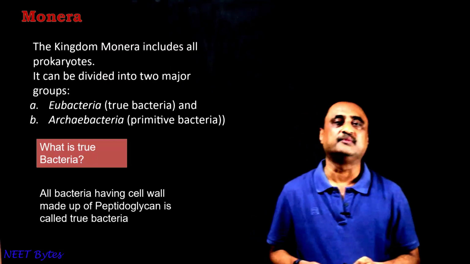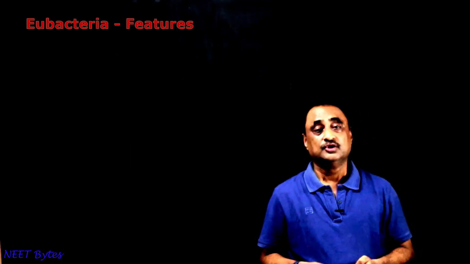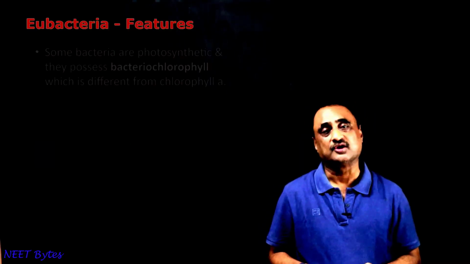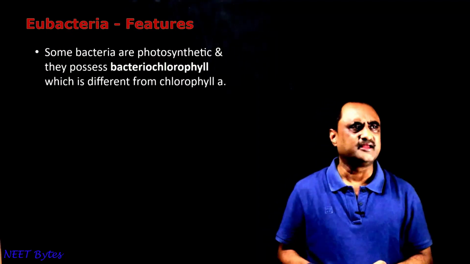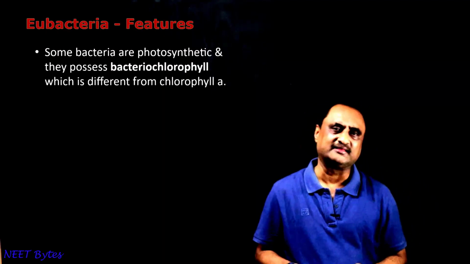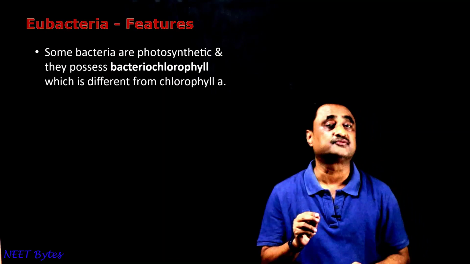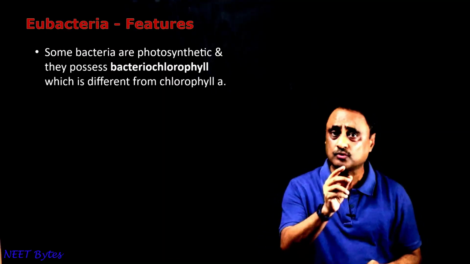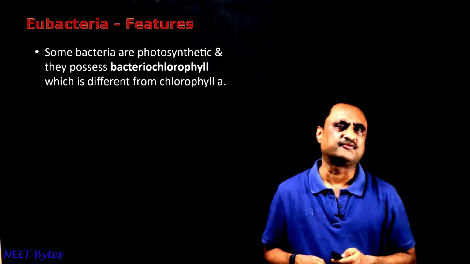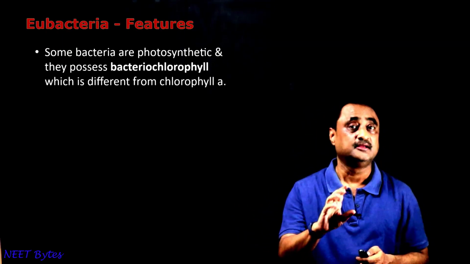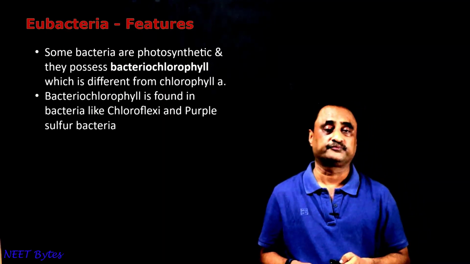In today's session, we will be talking about eubacteria, or typical bacteria. First of all, let's talk about some of the very common features. Some bacteria are photosynthetic, and they possess bacteriochlorophyll. Mind it, this bacteriochlorophyll is entirely different from chlorophyll a. Chlorophyll a is a universal pigment. All photosynthetic plants have chlorophyll a, but not the bacteria. In bacteria, in place of chlorophyll a, there is bacteriochlorophyll.